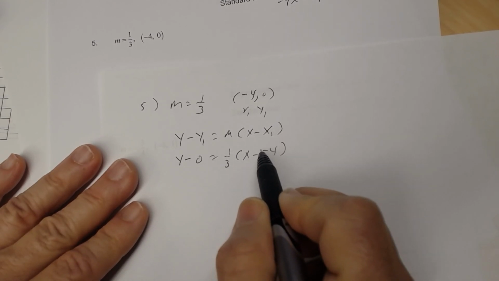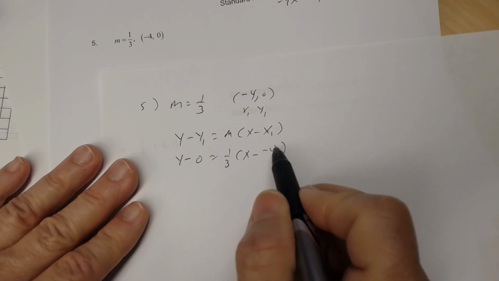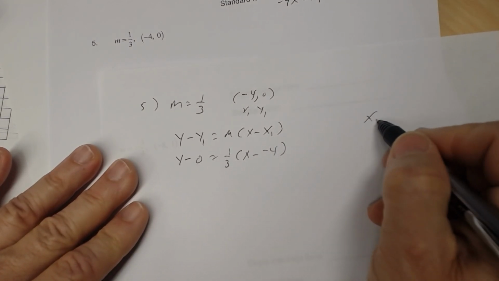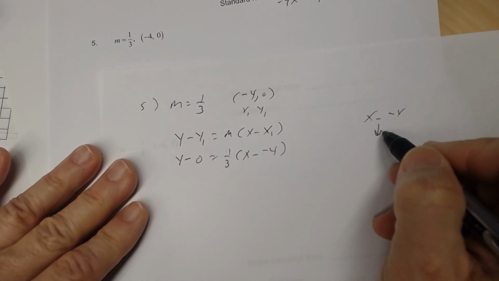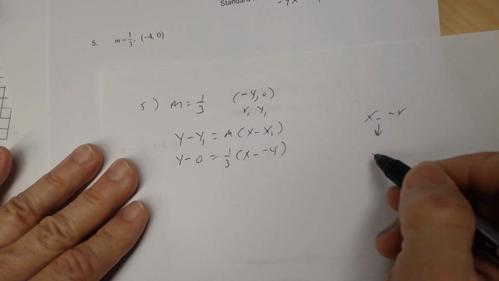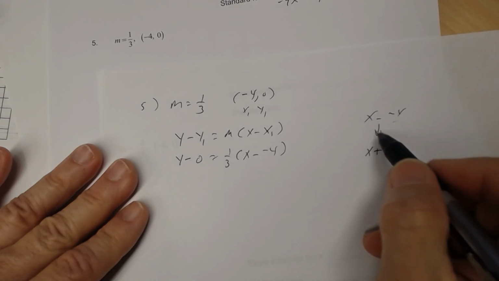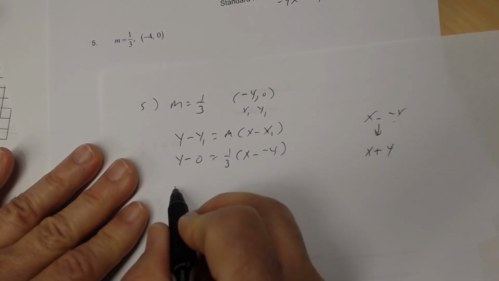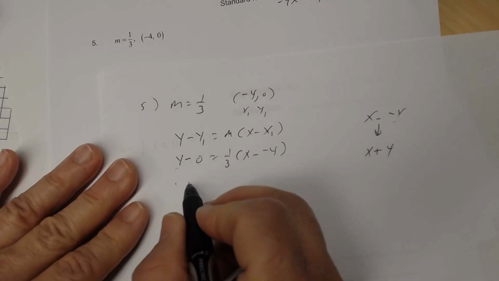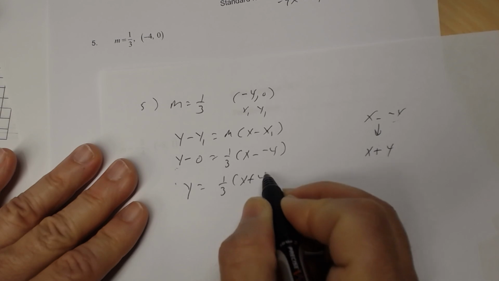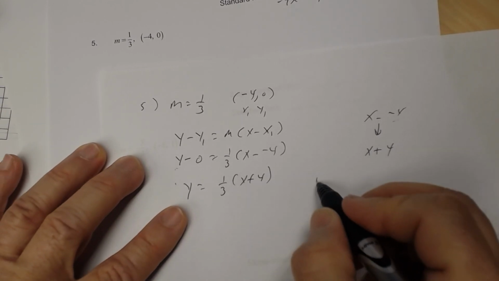Now again, see how you had that x minus a negative? Always read this as x plus 4. Remember, when you have x minus a negative 4, you always change this to addition, so you add the opposite. So it becomes x plus, and the opposite of a negative 4 is a positive 4, so that's where that comes from. Also remember that y minus 0 is just y, so you get y equals 1/3 times x plus 4. So that's your point slope form.